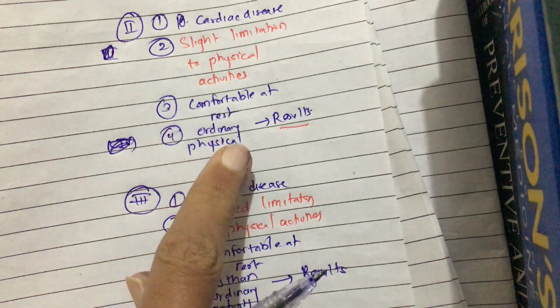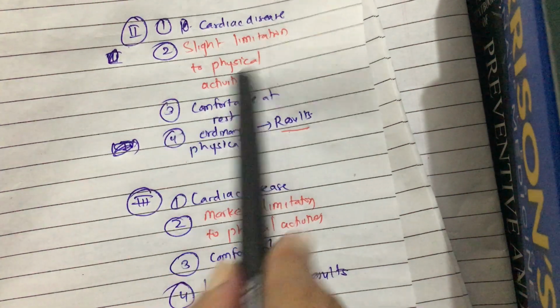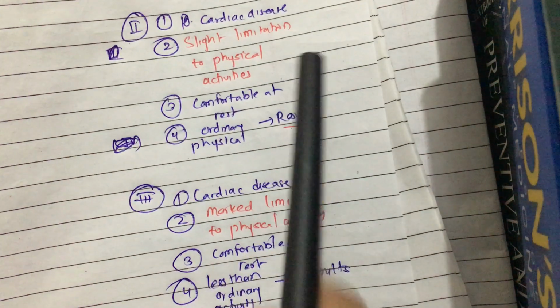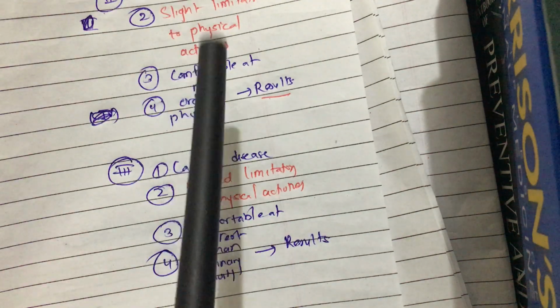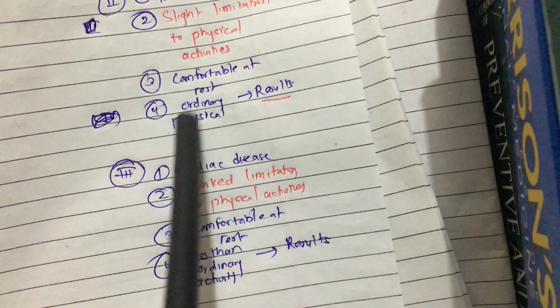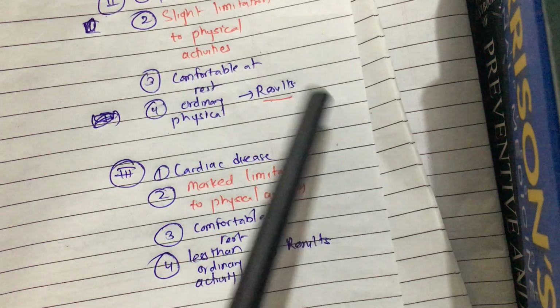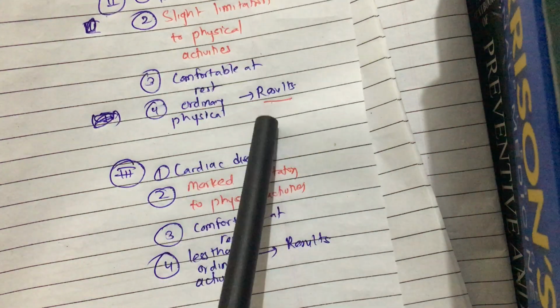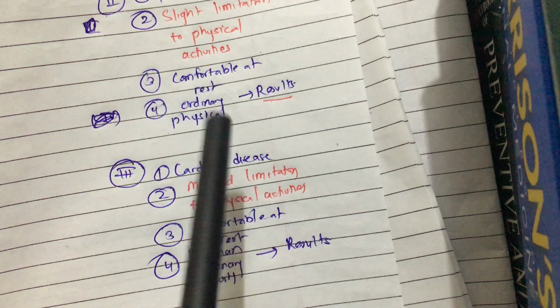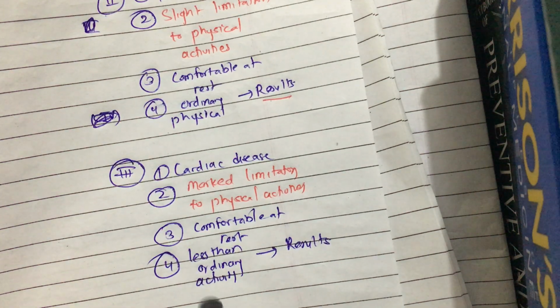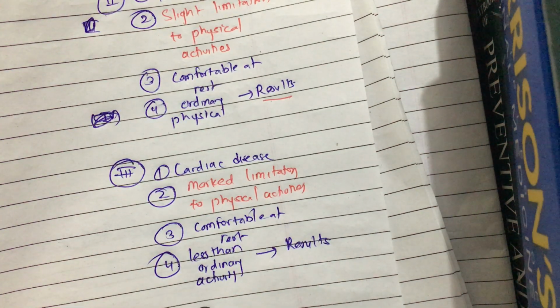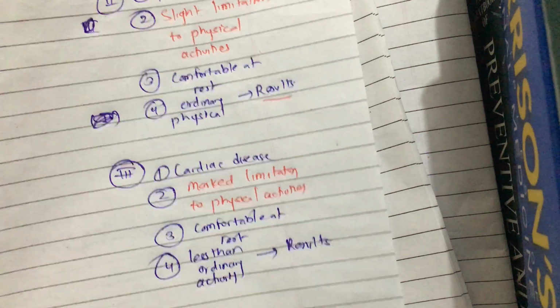So NYHA classification 2 and 3, let us see the difference. In point number 2, there is a slight limitation to the physical activity, but there is marked limitation to physical activity. Both of them are comfortable at rest, but in NYHA classification 2, ordinary physical activity results in the undue palpitation, fatigue, and the dyspnea or anginal pain, whereas in the NYHA classification 3, less than ordinary activity causes undue fatigue, palpitation, dyspnea, or anginal pain. Okay.